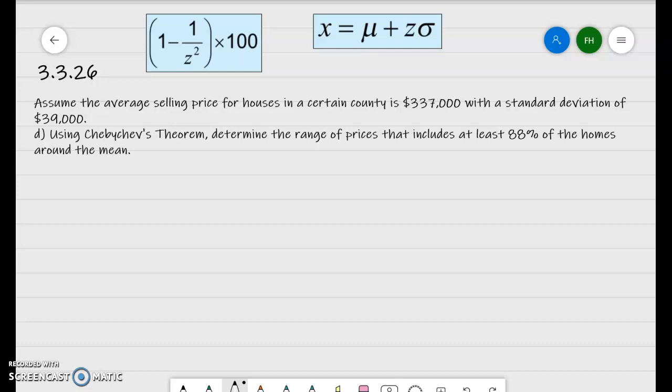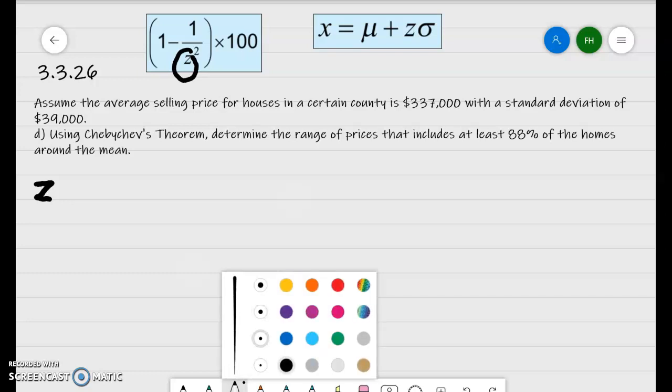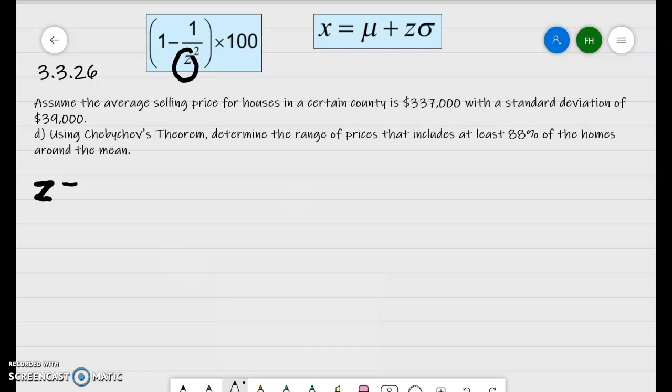So the first formula I have is actually the formula for Chebychev's theorem, but we need to change this. We're trying to find Z, and we have the percentage of homes around the mean. We already have that percentage, so we're kind of working backwards here. You can use a little bit of algebra to solve this for Z, but I don't want to get into that. So just to avoid confusion, you can just use the formula where it's solved for Z. I think this will be better when you're given the percent.